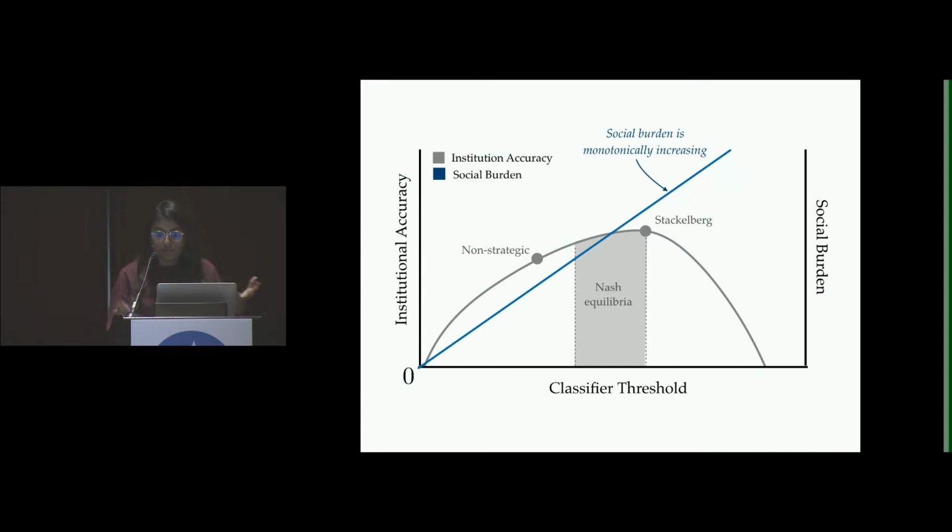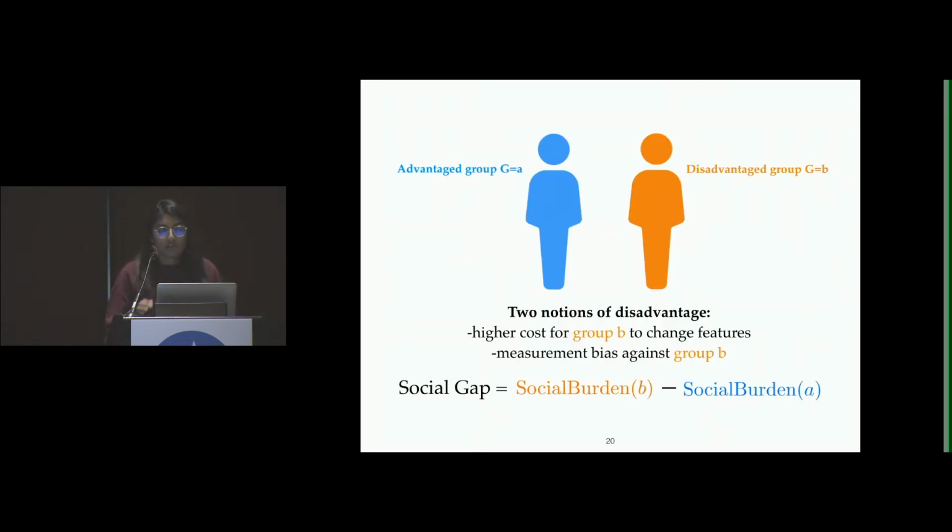So, having now shown this sort of general trade-off between institutional accuracy and social burden, we can now consider what happens when there are subpopulations that may be advantaged over one another. So in particular, let's assume we have an advantaged group A and a disadvantaged group B. In the paper, we look at two notions of disadvantage. The first is when it's higher cost for group B to change their features. For example, people from group A can pay for SAT tutoring, but people from group B can't. The second captures a notion of measurement bias against group B.